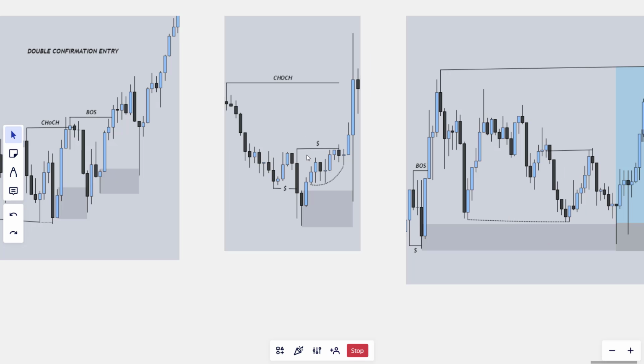Then right here is our change of character entry, just an internal range liquidity entry. We see that price cleared these old lows to then come back up and fail to give us a formal break of structure right here. Price was just clearing liquidity right here, right? Price failed to give us a formal break of structure.